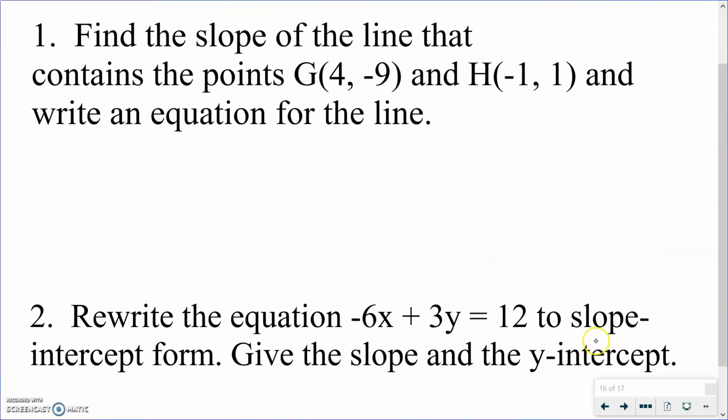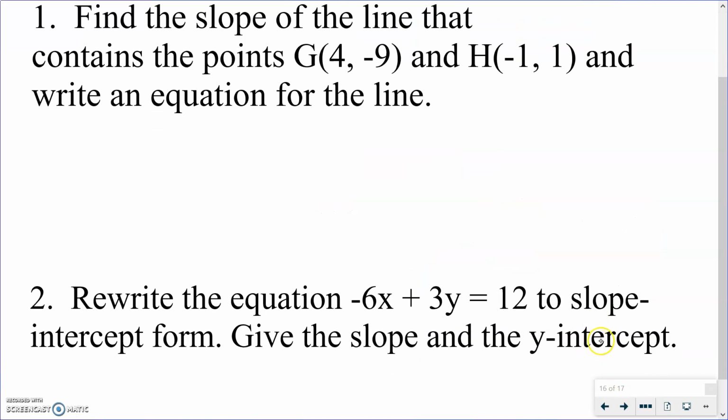Okay, I would like you to try these two problems on your own. I'm going to write the answers on here and share them with you. So pause this right now, try and use the slope formula and find the equation for the line in number 1, and then try and solve for y in the second one and find the slope and y-intercept. So again, pause this now and try these, and I'll put the answers up in a moment.